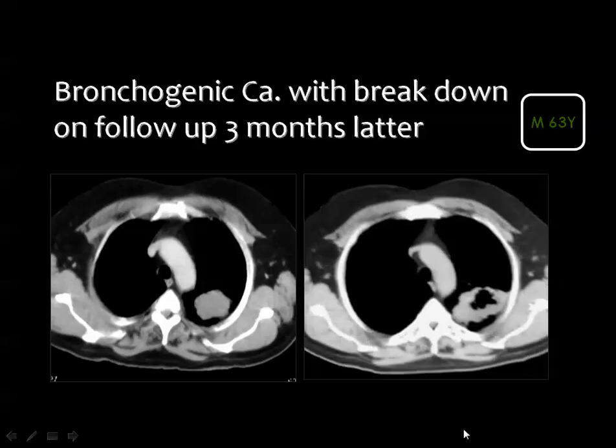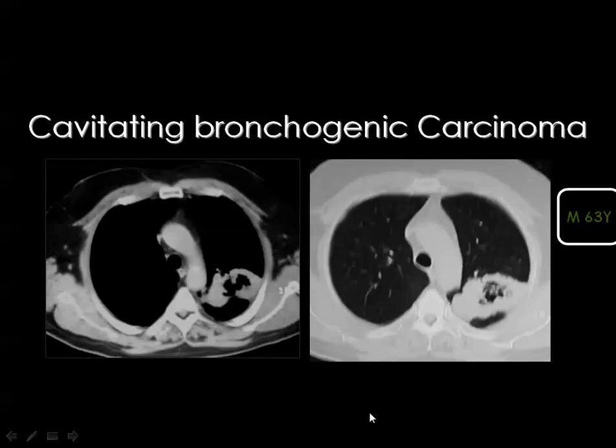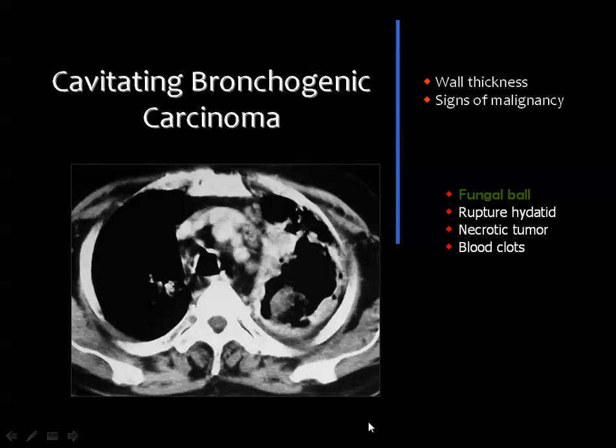Then you see that the lesion has developed a central cavitation with necrosis, and you see the thickness of the margin and the irregularity of the inner wall. This is not, of course, an abscess. This is a cavitating bronchogenic carcinoma. Also, you remember that one of the differential diagnoses of a cavity with a ball inside is a necrotic tumor. And if you see an appearance like this, thick margin with irregular inner wall of a cavity, then you consider malignant cavity, whatever its contents.